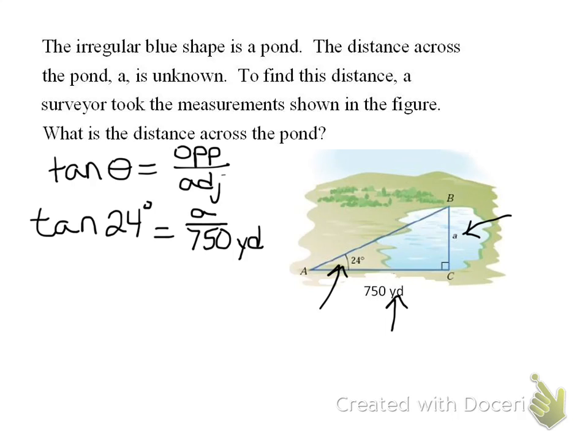So again, we're going to do the same thing here. You're going to take the tangent of 24, and then you're going to multiply it by 750 yards, and we find that the value of A is 0.92 yards.